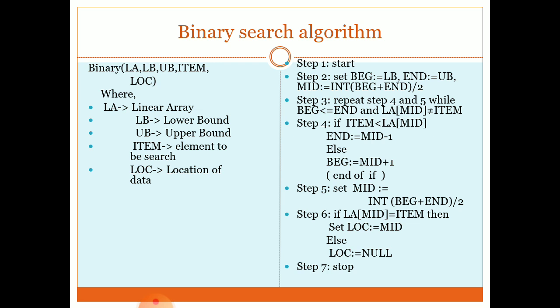So in step 6, if array of mid equals item, you have to set LOC equals mid, correct? That middle position is the location of that particular element. Or if it is not matched, then at the end you have to set LOC equals null, or I can say search unsuccessful.